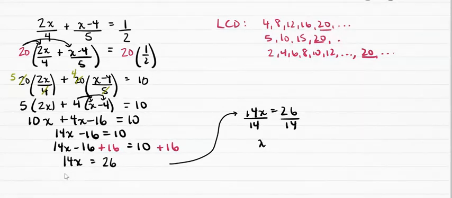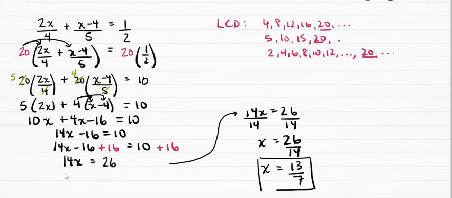So that gives us x is equal to 26 over 14. Both 26 and 14 have a common factor of 2, so we can divide both the numerator and denominator by 2 in order to simplify this to 13 over 7. And that is our final answer for x.